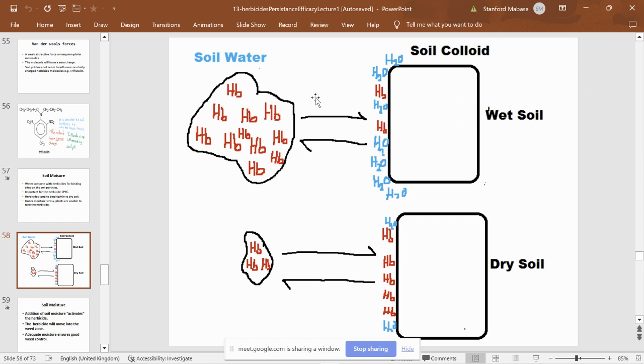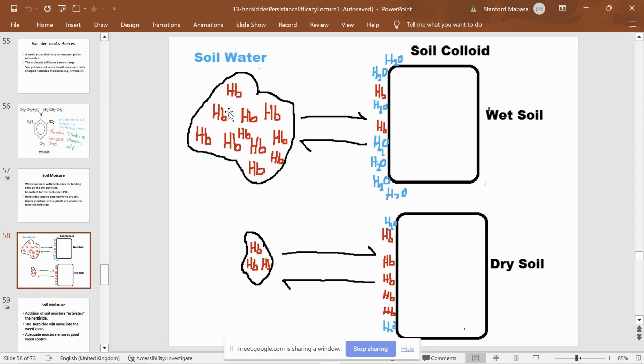This first diagram is showing soil water or wet conditions. Under wet conditions, you will have water surrounding the soil particle or colloid, and it displaces the herbicide so that it is in the solution. Under dry conditions, you will have more of your herbicide surrounding the dry soil, and it is not available to kill the weeds. Under wet condition, the herbicide is available to kill weeds. This is how soil moisture can influence herbicide efficacy.